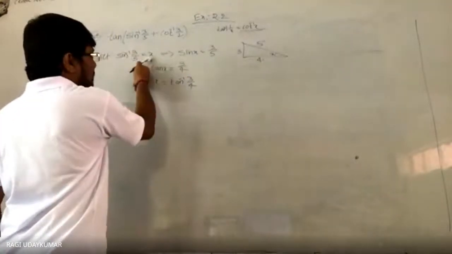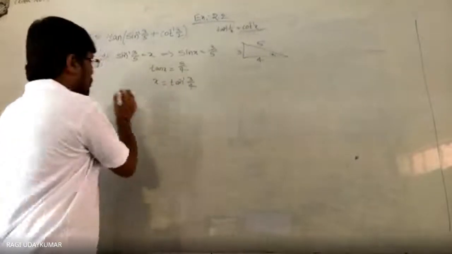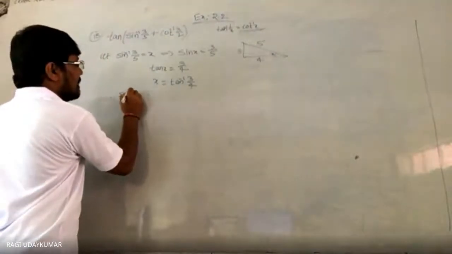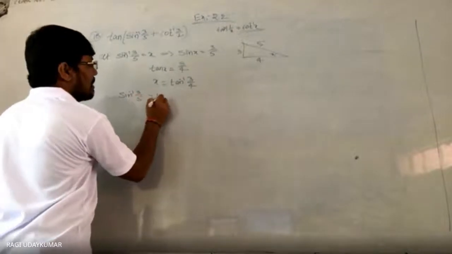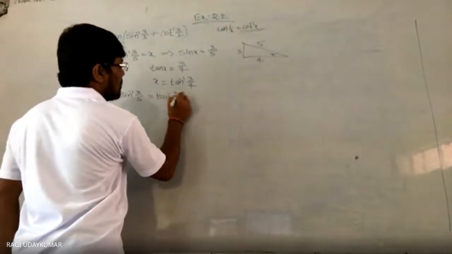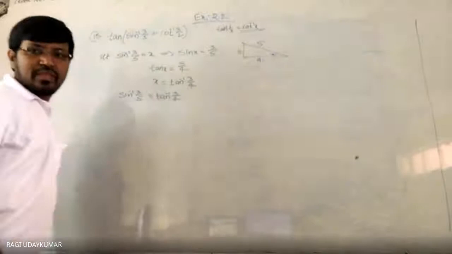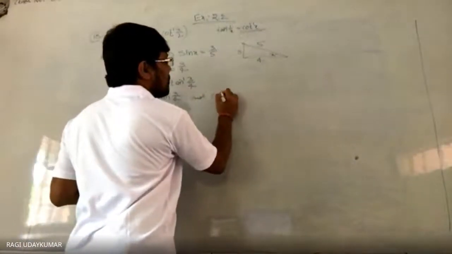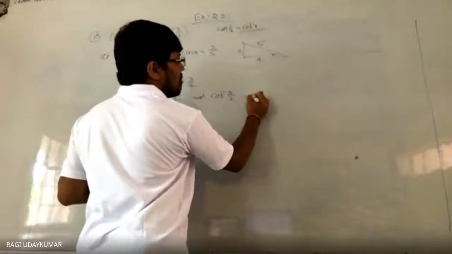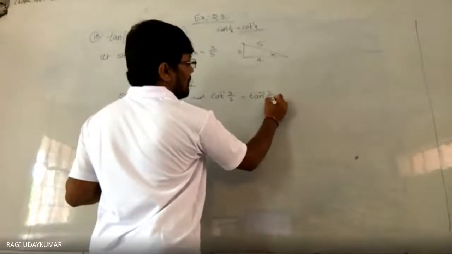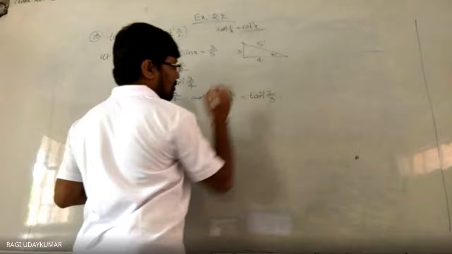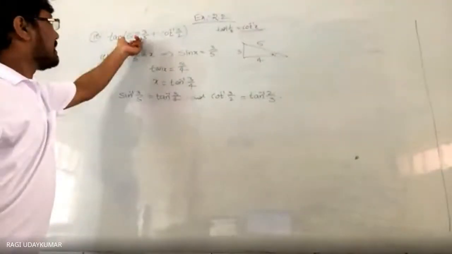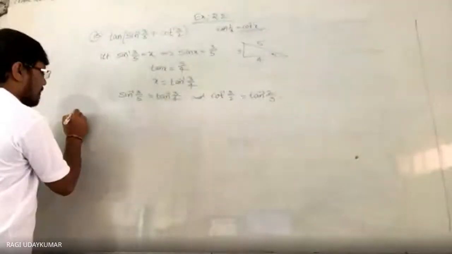So sin inverse of 3 by 5 is x, x is equals to tan inverse. So you can write it as sin inverse of 3 by 5 is equals to tan inverse of 3 by 4. It got converted into tan. And cot inverse of 3 by 2 is equals to tan inverse of 2 by 3. This we converted to tan. This we converted to tan. This also we converted to tan.